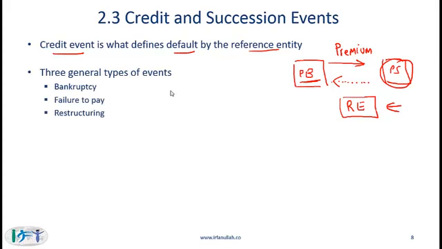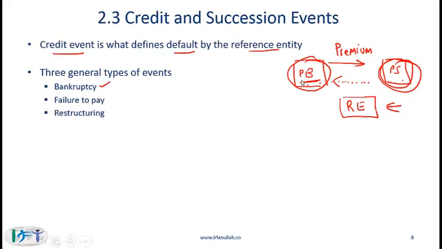There are three general types of credit events. And clearly these credit events have to be defined so that there is as little ambiguity as possible. If these credit events are not clearly defined, then there can be a legal battle between these two entities. But here are the three general types: bankruptcy, failure to pay, and restructuring.